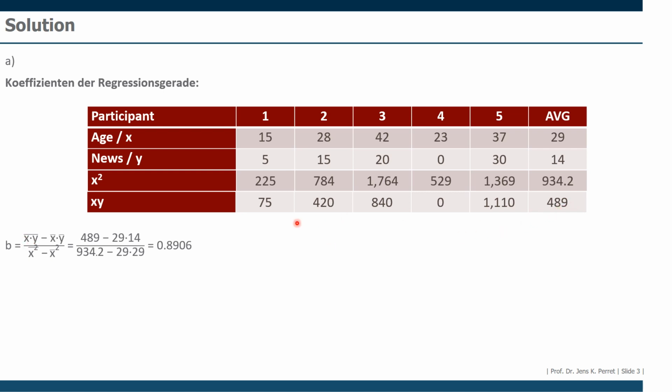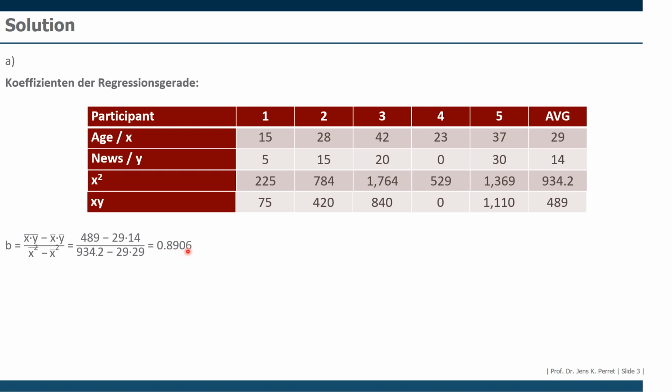the average of X and Y, that's here the 489, minus the average of X times the average of Y. So minus 29 times 14. And we divide all of this by the average of X squared, which here is the 934.2, minus the average of X squared. That's the 29. So 29 squared here.